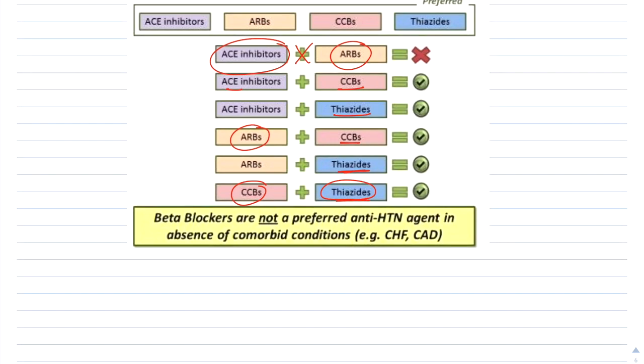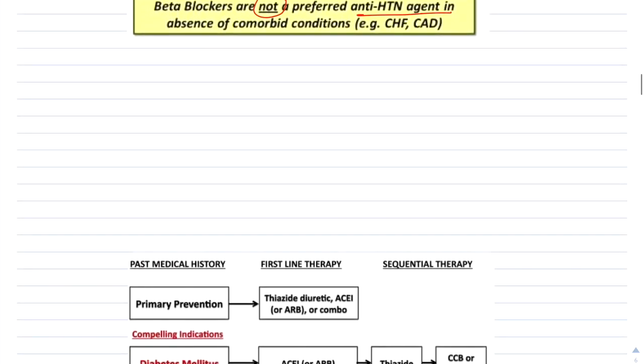Also, beta blockers are not preferred as antihypertensive agents in absence of comorbid conditions related to the heart. But if the patient has coronary artery disease or congestive heart failure, then beta blockers are a preferred antihypertensive to be used.